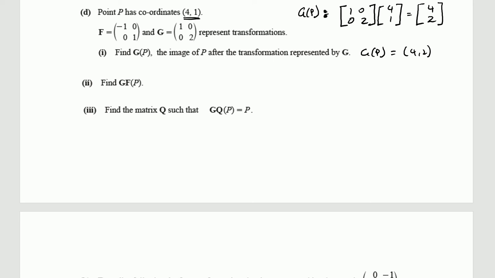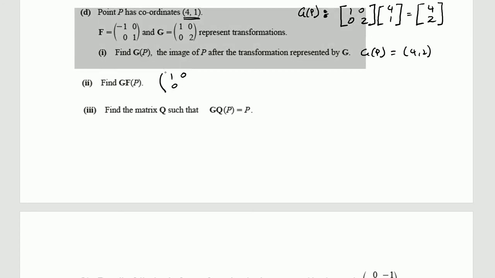Okay, so to find GFP, we're going to write down the matrix G, which is 1, 0, 0, 2, and the matrix F, which is -1, 0, 0, 1, and then the vector pointing at P, which is 4, 1. We're now going to multiply this lot together, and that's going to give us the vector pointing to this point GFP.